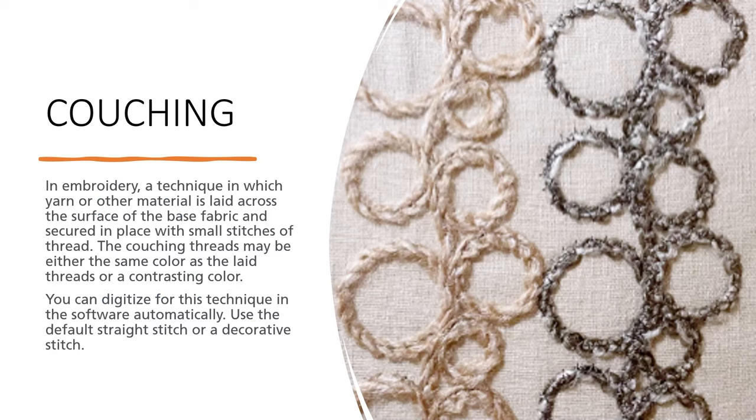So there are, like I already told you, several lessons that we're doing this month, and we're going to start with couching. Now, for those of you that have no idea what couching is, couching in embroidery is a technique in which yarn or other string-like material is laid across a surface of base fabric, and then it's secured in place with small stitches of thread.